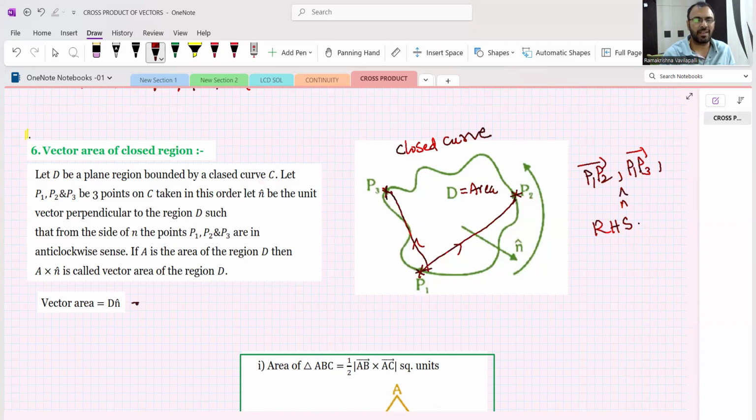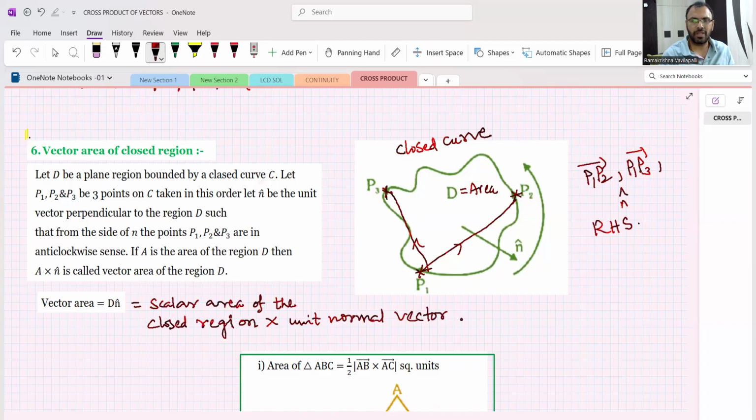So vector area is equal to the scalar area of the closed region into the unit normal vector to that region. This is known as the vector area of this region. This is important.